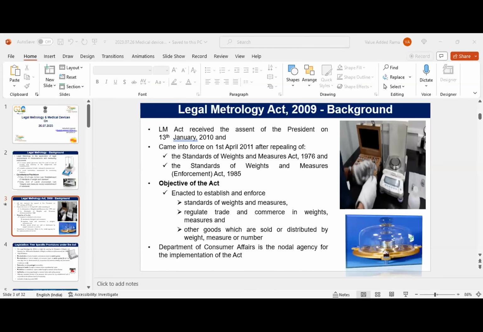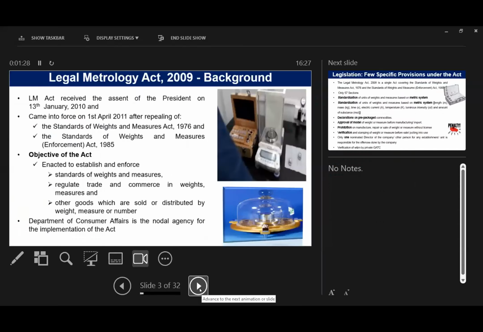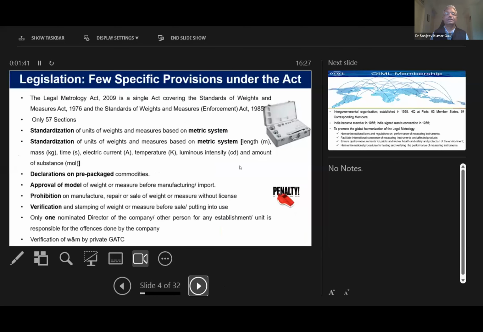Next slide, please. As we are all aware, this standards of weight. Next slide, please. Aarti, next slide, yes.